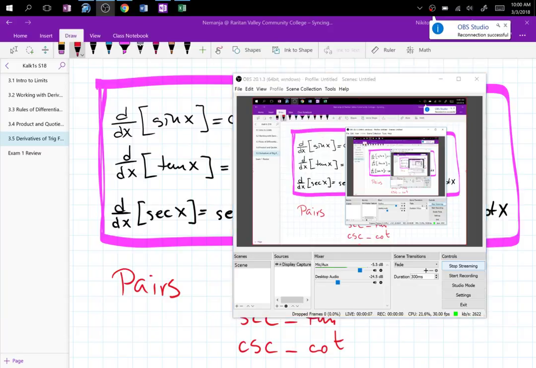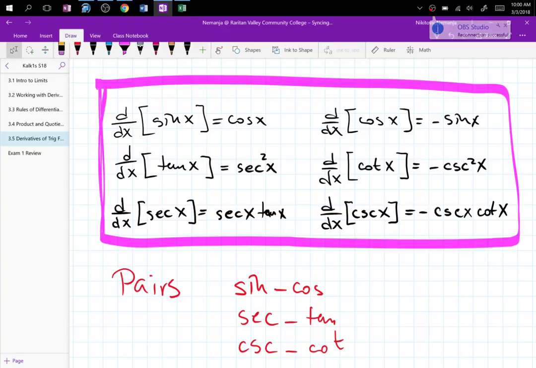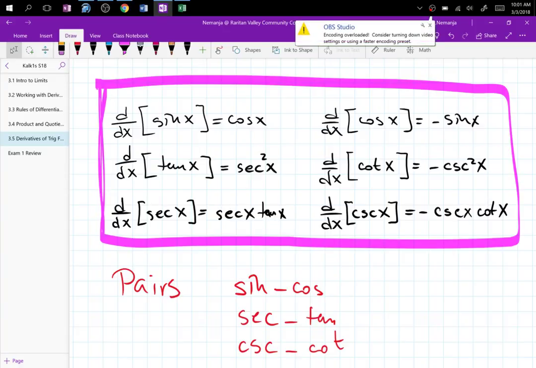Hello and welcome back to Calculus 1. This is the second part of the trig, starting part 2. We're talking about symmetries and ways to remember these trig derivatives. You already noticed that if it is one of the co-functions like cosine, cosecant, and cotangent, they're all negative. Now I'm calling your attention to the trig pairing. Sine is always with cosine, secant is always with tangent, and cosecant is always with cotangent.